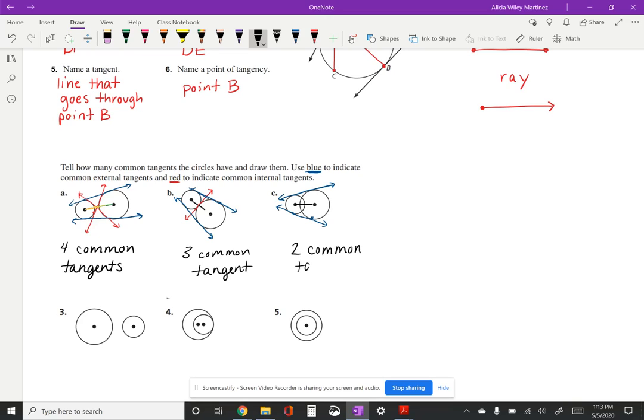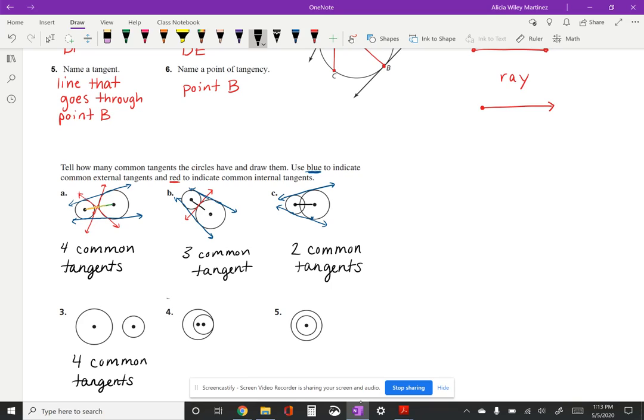And it is possible to figure out how many common tangents you have without drawing them. Okay? So looking at number 3 here, in number 3, this one's going to have 4 common tangents. So I'm not going to redo that. It's pretty much the same thing.